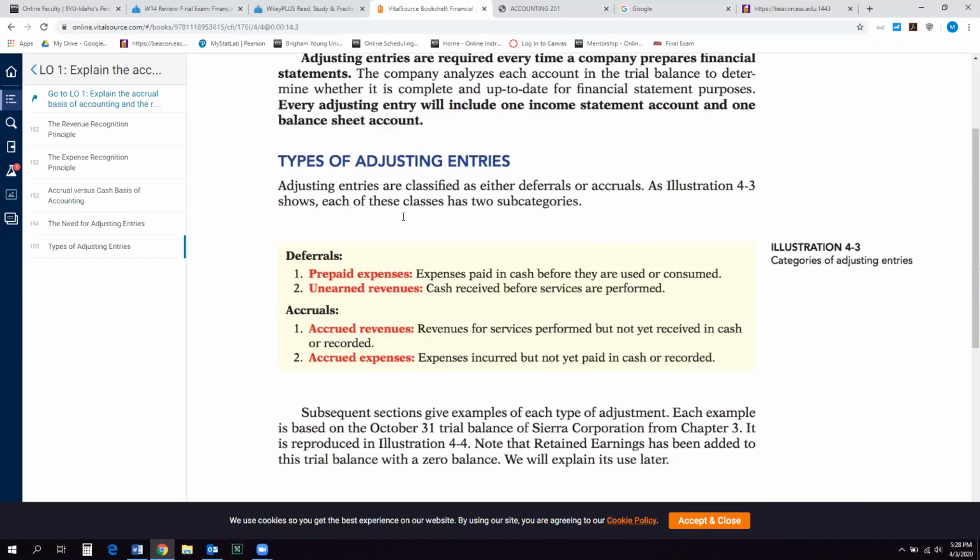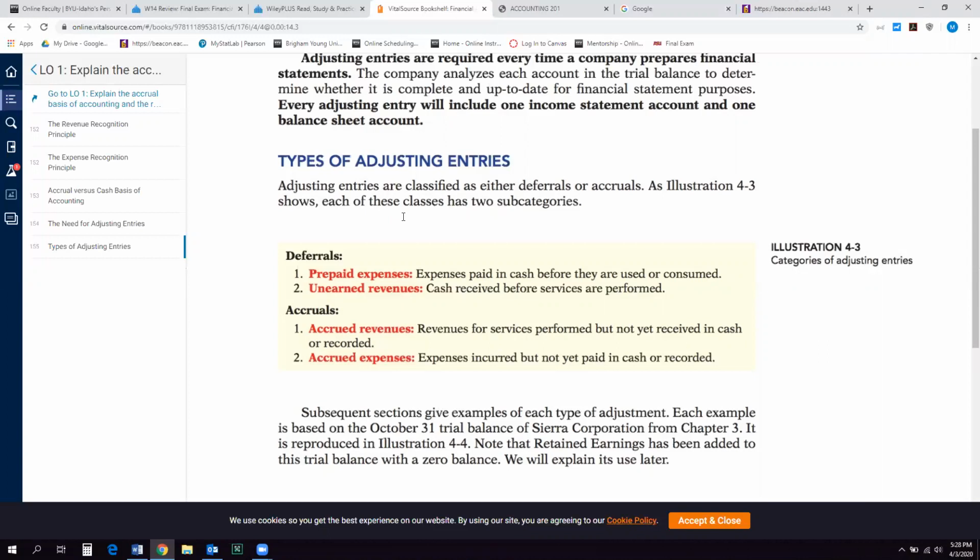So the adjusting entry is always going to involve a debit to an expense, so that's the recognition of the incurring of an expense, and then a credit to an asset. That asset might be something like prepaid insurance, or prepaid rent is another common one. So the adjustment for prepaid expenses is always a debit to an expense and a credit to an asset account.